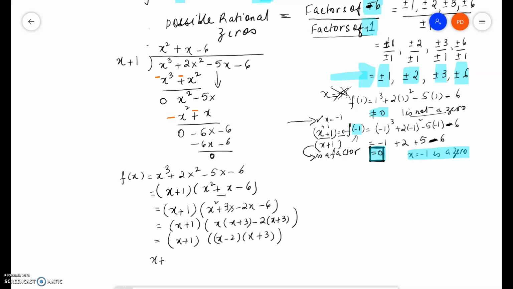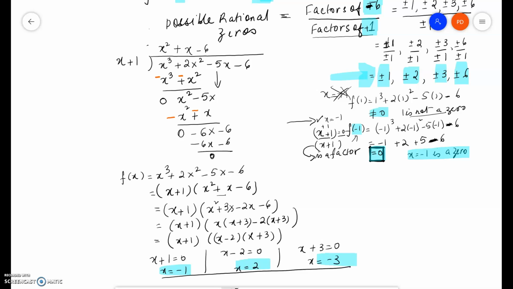So we can find all the zeros of this polynomial. x plus 1 equals 0 obviously gives us x equals negative 1. We already know that. x minus 2 equals 0 gives us x equals 2. x plus 3 equals 0 gives us x equals negative 3. So we have all three zeros of the polynomial.